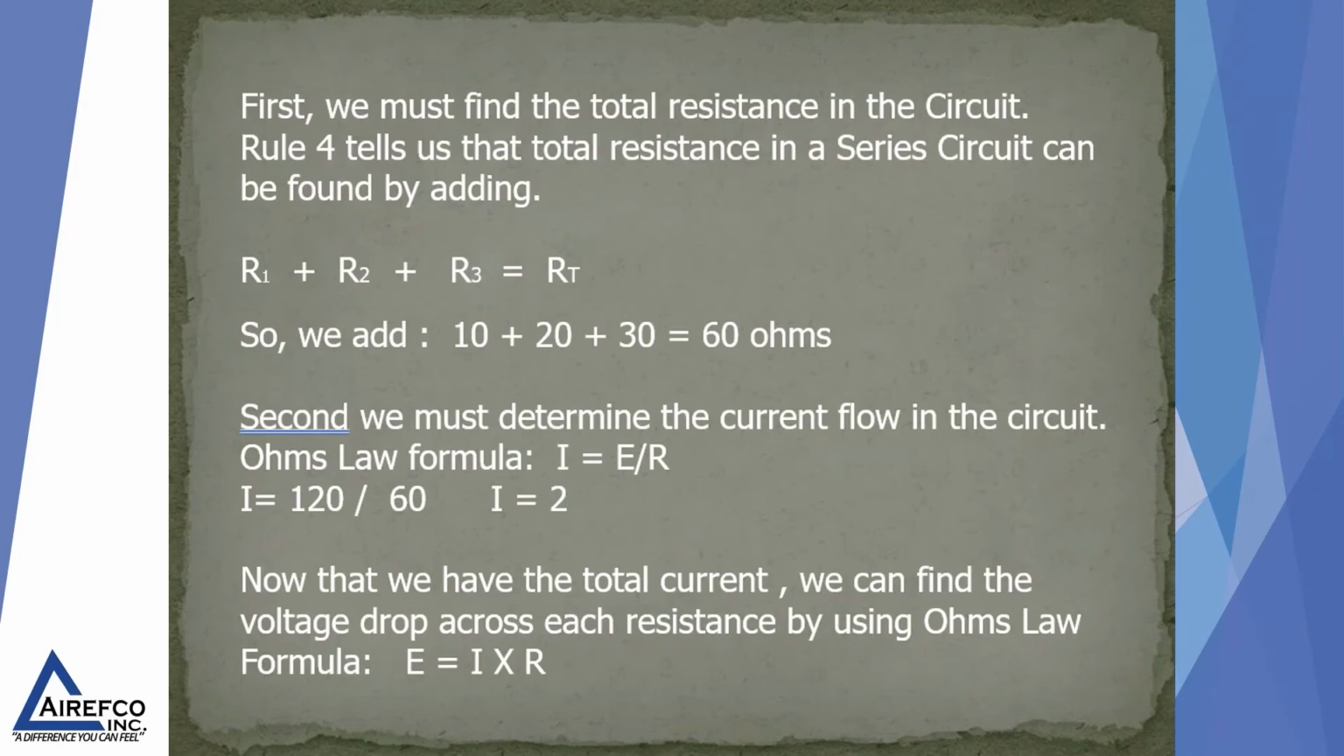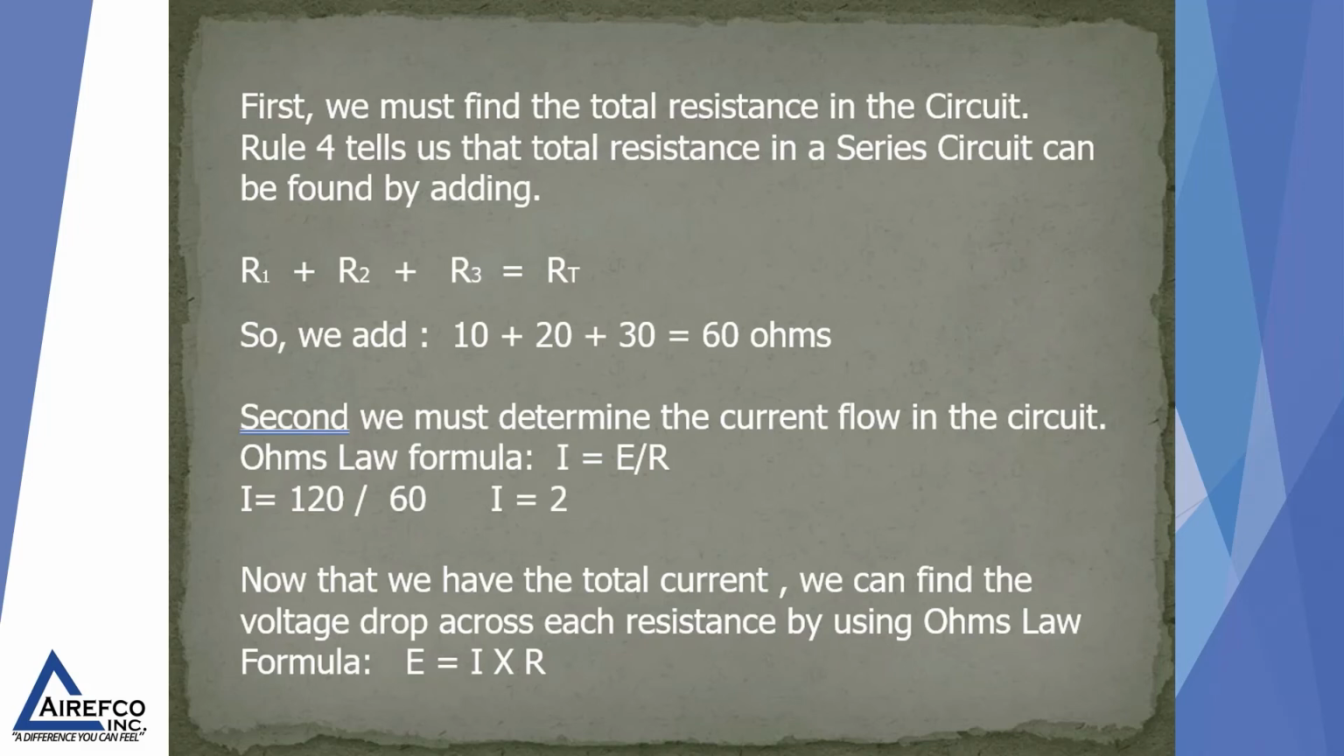First, we must find the total resistance in the circuit. Rule 4 tells us that total resistance in a series circuit can be found by adding all the resistances together. So we add resistance 1 plus resistance 2 plus resistance 3, which will give us the total resistance of the circuit. So our resistance values are 10 plus 20 plus 30, which equals 60 ohms. Second, we must determine the current flow in the circuit.